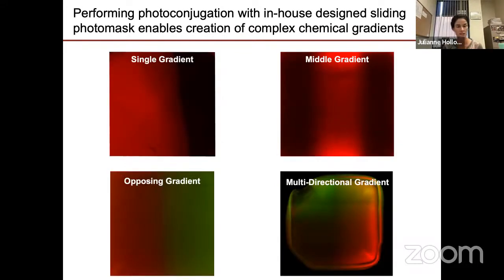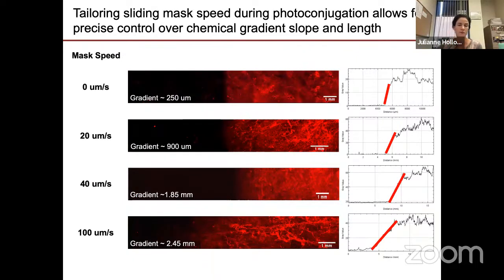So you can see here, we have this in-house designed sliding photo mask that allows us to create a lot of different types of gradients, from a single gradient to a gradient in the middle, to opposing gradients or multi-directional gradients. And then we can do this onto our fiber scaffolds. You can see here that depending on the mask speed, which we varied from 0 to 100 microns per second, we can control the length of the gradient, again, at these submillimeter length scales. This gradient length was defined as the distance between no signal to the high signal.